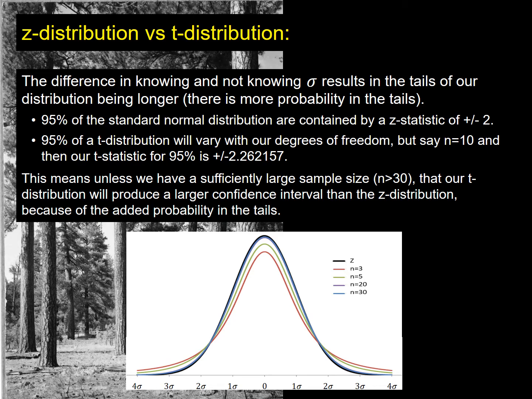This means unless we have a significantly large sample size, our T distribution will produce a larger confidence interval than the Z distribution because of the added probability in the tails.